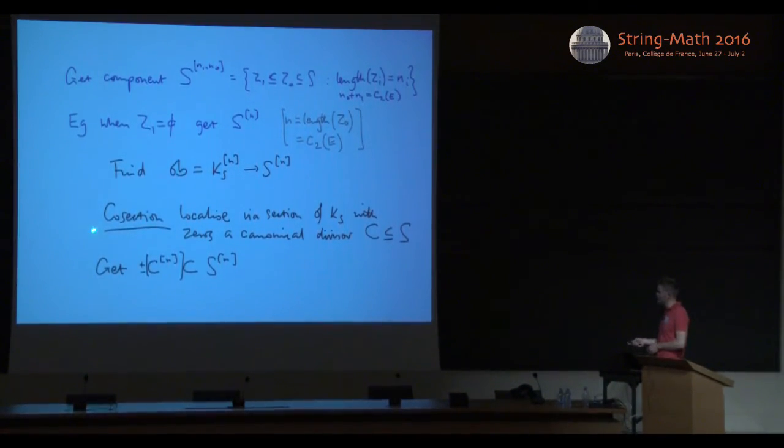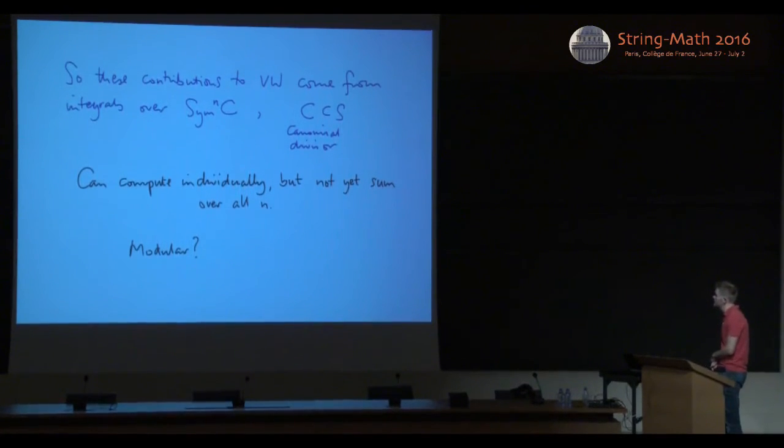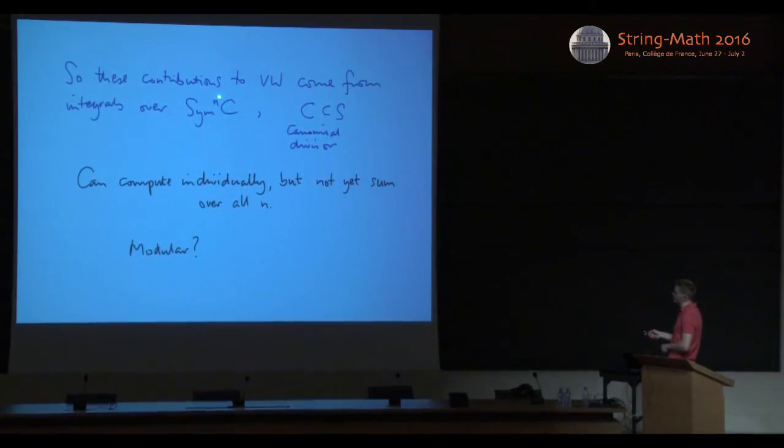Now we can further localize by this cosection localization, using a section of the canonical bundle of the surface, and you localize to this canonical divisor in the surface. So a section of the canonical bundle gives you one of these Taubes curves. And so what you find is the virtual cycle is really the Hilbert scheme of points on this Taubes curve inside the Hilbert scheme of points on the surface. So these particular contributions of Vafa-Witten all come from various integrals over the Hilbert scheme of n points on a curve, which is a smooth thing. We understand it very well.